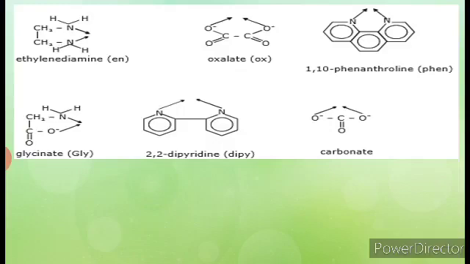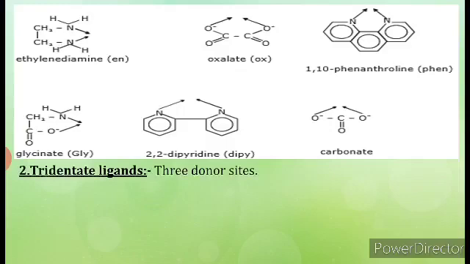Now the next category, that is tridentate ligand. From the name itself it is clear, tri means three, dentate means donor site. So those polydentate ligands which possess three donor atoms or three donor sites, all come in the category of tridentate ligand. So the example of tridentate ligand, again here ethylene diamine we had seen.